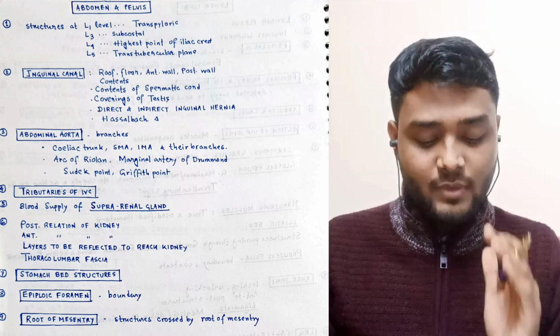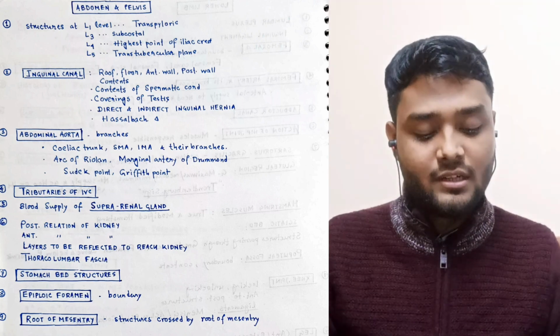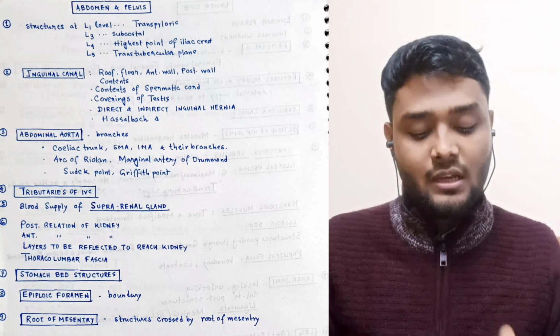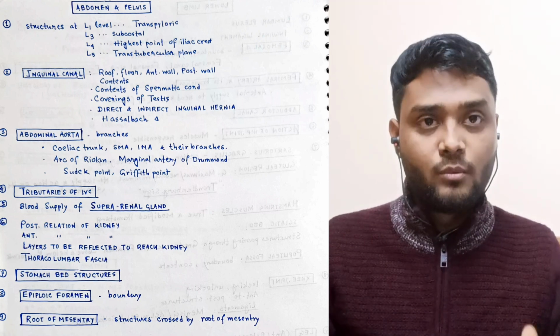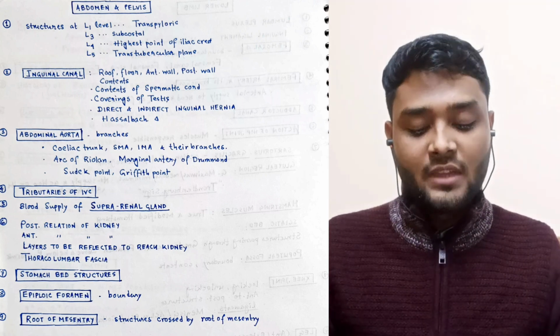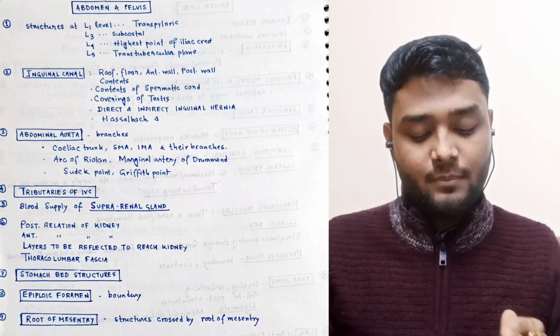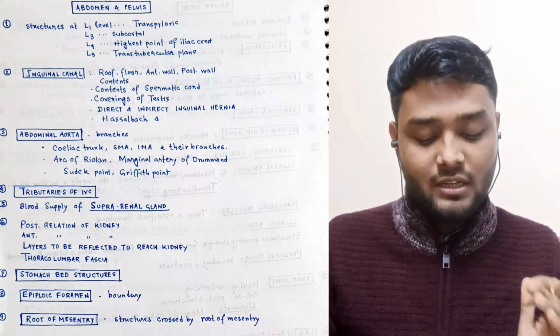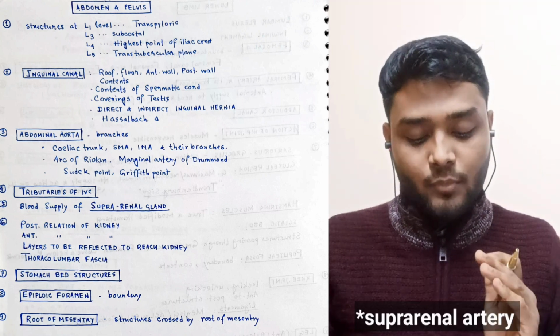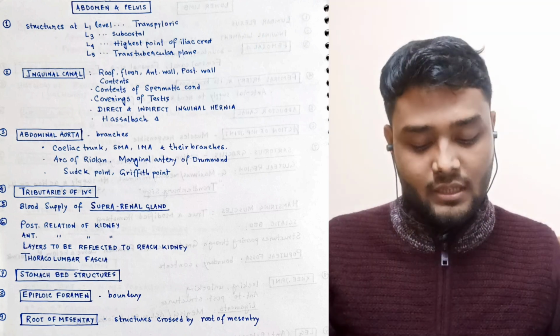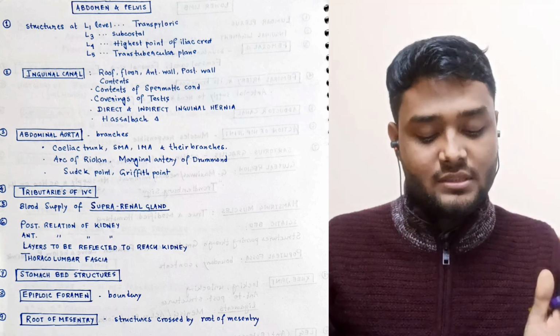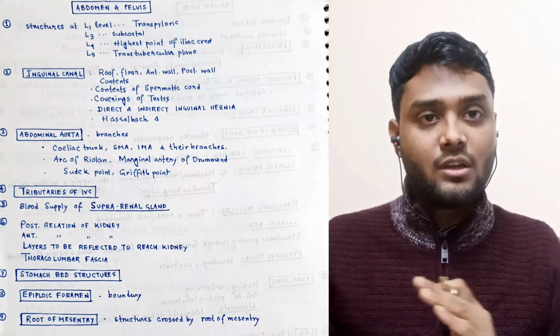Abdominal aorta, its branches, celiac trunk, superior mesenteric artery, inferior mesenteric artery and their branches, the arc of Riolan, marginal artery of Drummond, Sudeck's point, Griffith's point. Then tributaries of IVC, blood supply of the suprarenal gland, superior, middle and inferior suprarenal arteries, posterior relation of the kidney, anterior relation of the kidney, the layers to be reflected to reach the kidney, thoracolumbar fascia. These are all important topics.